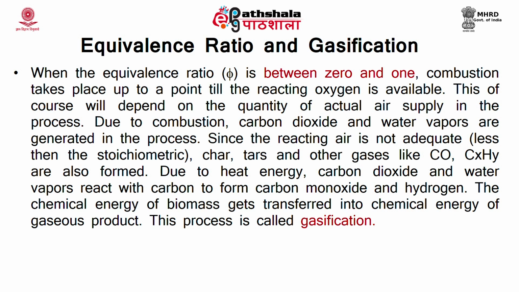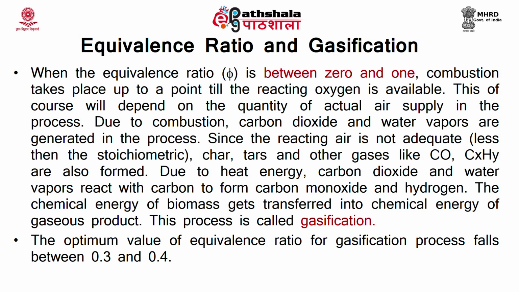When equivalence ratio is between 0 and 1, combustion takes place up to a point till the reacting oxygen is available. This will depend on the quantity of actual air supply in the process. Due to combustion, carbon dioxide and water vapor are generated. Since the reacting air is not adequate, that is less than the stoichiometric value, char, tars and other gases like carbon monoxide and hydrocarbons, that is CxHy, are also formed. Due to heat energy, carbon dioxide and water vapor react with carbon to form carbon monoxide and hydrogen. The chemical energy of biomass or the organic fuel gets transformed into chemical energy of gaseous product. This process is called gasification.